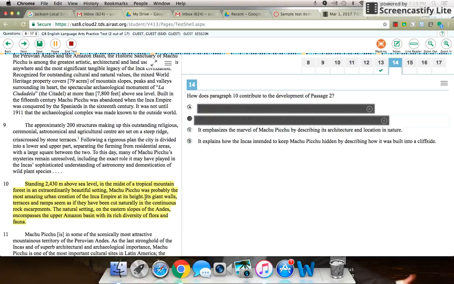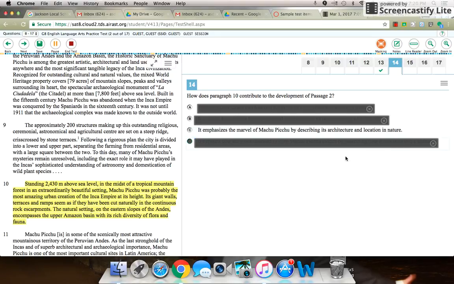Well, when we read this, the paragraph really doesn't have anything to do with the fact that the Incas were intentionally trying to hide Machu Picchu, even though, yes, it is built into the side of a cliff. And so D isn't really the purpose as well. So just like the last time, the one we thought was the correct answer is the correct answer, but we checked all of our options, so you should have checked C.